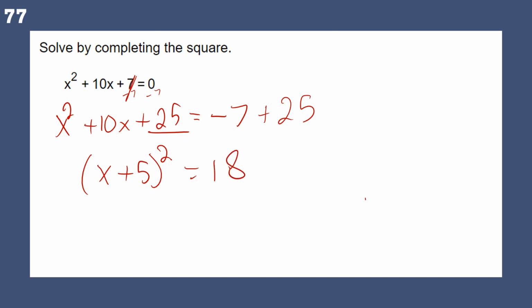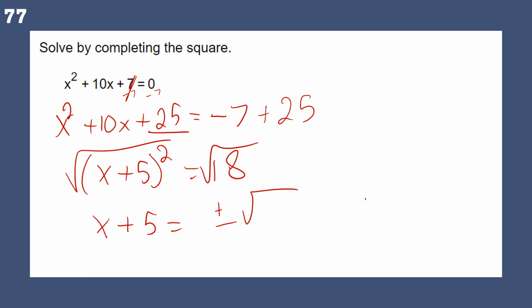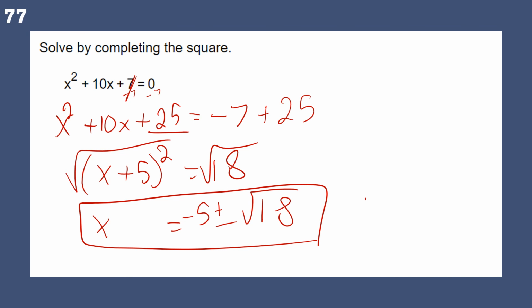From here, we can now square root both sides. And if I do that, I get x plus 5 equals plus or minus the square root of 18. So, as we look at this, we go, oh, now I need to subtract 5 from both sides, and I get negative 5 plus or minus the square root of 18. If you want, you could try to simplify that a little bit further. If you need to simplify your answer, just remember to watch out for things like that.